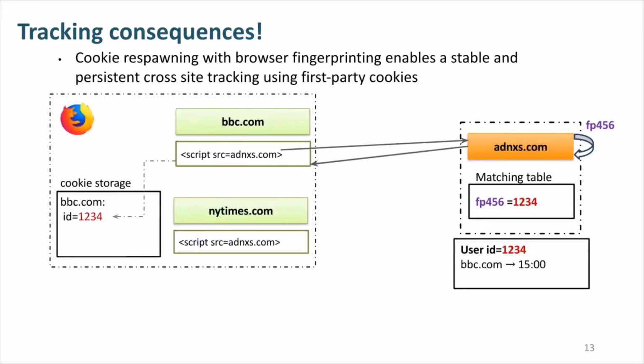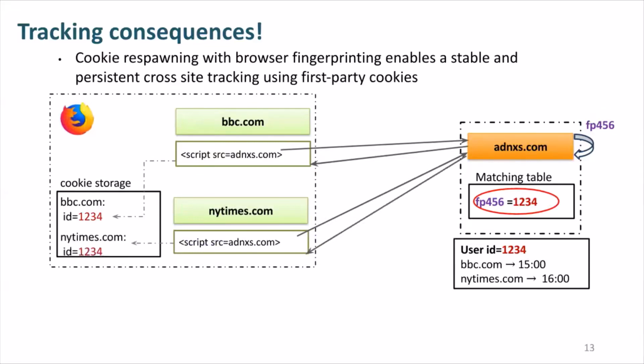Next, let's say that the user visits newyorktimes.com that includes a script from adinaccess. So once again, a request is sent to adinaccess with the browser and machine features. Adinaccess checks the matching table and extracts the corresponding identifier 1234. The script running in the context of newyorktimes.com will store a second first-party cookie with the ID 1234. As a result, on the user's browser, we will have 2 first-party cookies set by adinaccess with different hosts and the same value. Using these cookies, adinaccess can ensure persistent cross-site tracking without relying on third-party cookies.